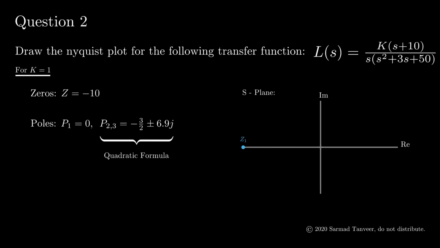An important metric we want to note at this stage is the number of poles in the right half plane. In this case, we have 0. Let's keep this number to the side as it will be important later in the question. The next step of the question involves us drawing our Nyquist path.